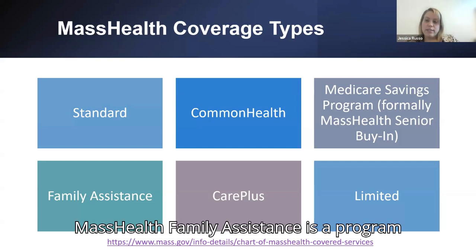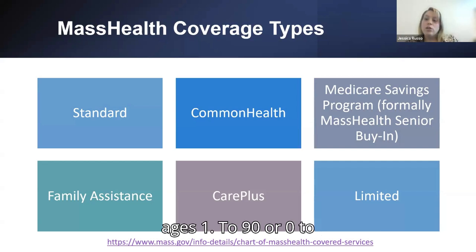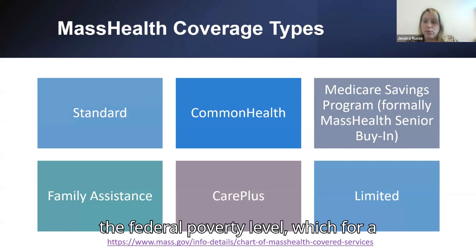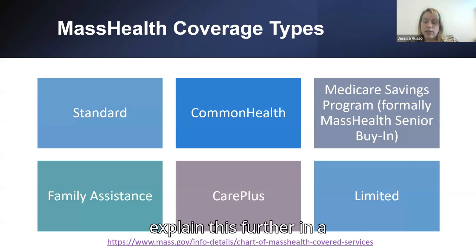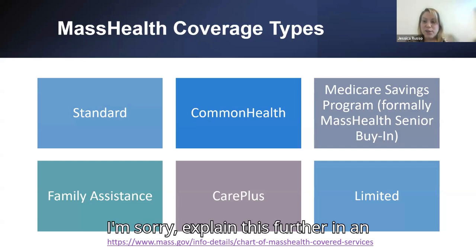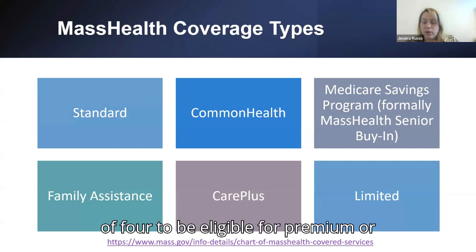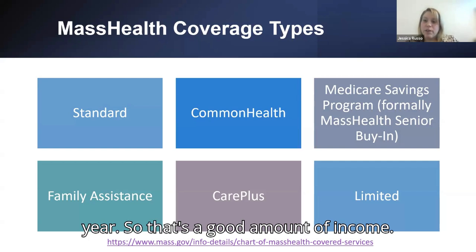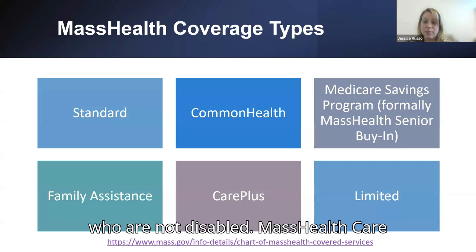MassHealth Family Assistance is a program for children and young adults, usually ages 1 to 19 or 0 to 19, really, who are at or above 300% of the federal poverty level, which for a family of 4, I'm going to explain further in an upcoming slide. A family of 4 to be eligible for premium or family assistance is around $95,000 a year. So that's a good amount of income that you can make and where your children might still be eligible for MassHealth who are not disabled.